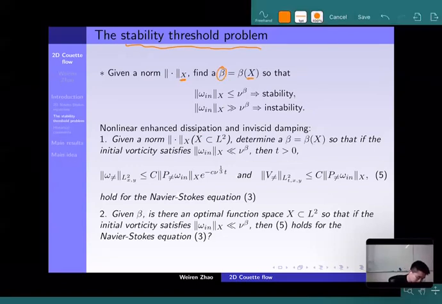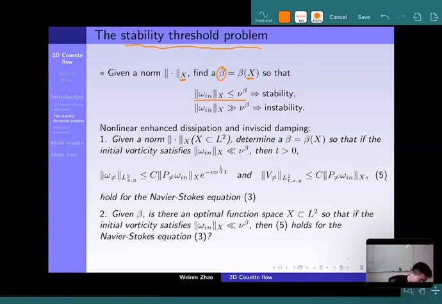Beta may depend on the choice of the space. Later we will talk about how this beta is related to this space. And then we say that if the initial perturbation is smaller than nu to the beta, remember, nu is small, so when beta is larger, the size is small. When beta is small, the size is larger.